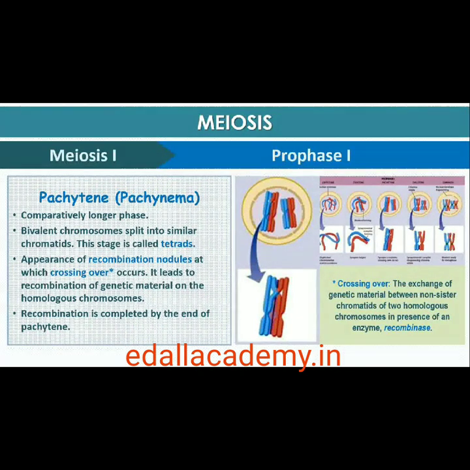This stage is characterized by the appearance of recombination nodules, the sites at which crossing over occurs between non-sister chromatids of the homologous chromosomes. Crossing over is the exchange of genetic material between 2 homologous chromosomes. Crossing over is also an enzyme-mediated process, and the enzyme involved is called recombinase. Crossing over leads to recombination of genetic material on the 2 chromosomes. Recombination between homologous chromosomes is completed by the end of pachytene, leaving the chromosomes linked at the sites of crossing over.